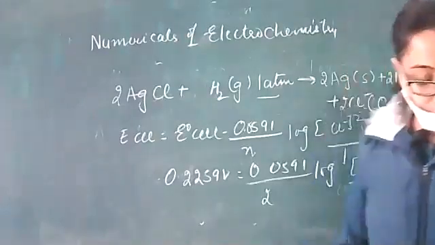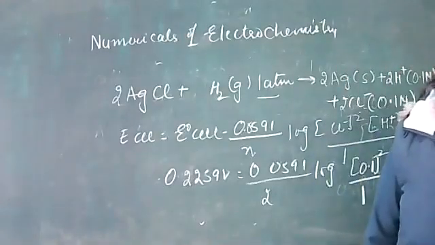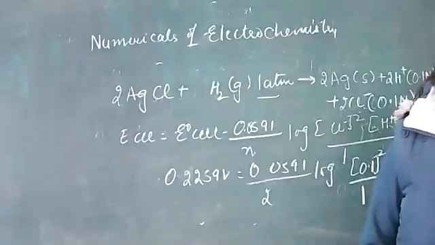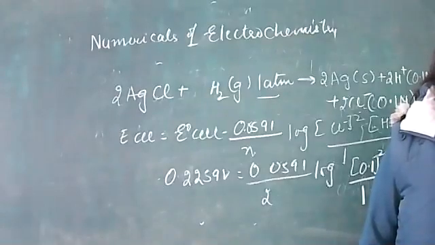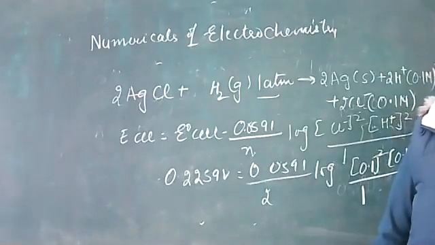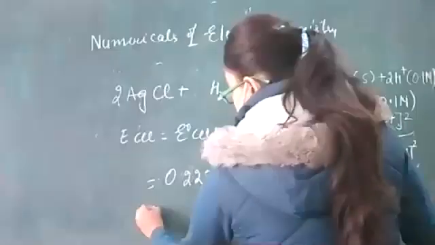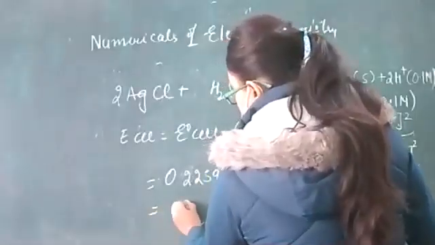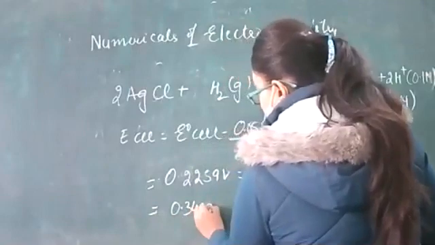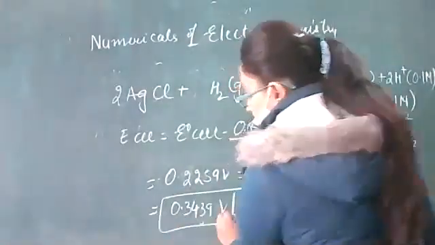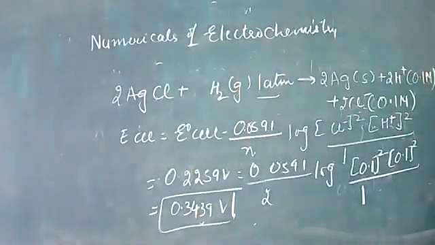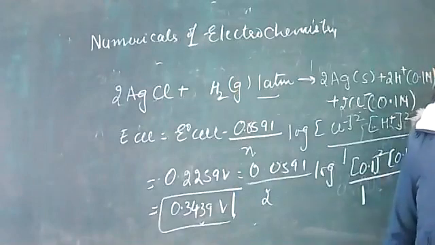Now you can find out the E cell, which will come out to be 0.3439 volt. This will be the answer. Okay.